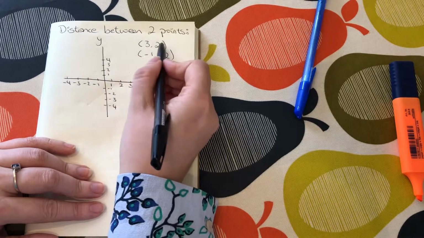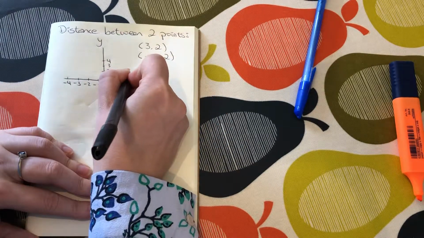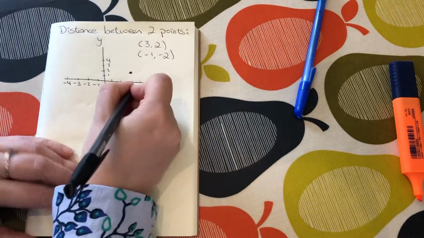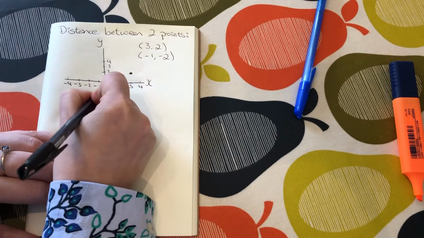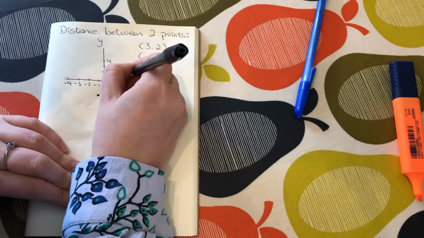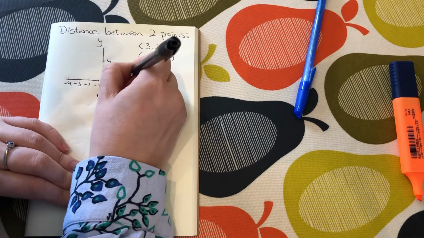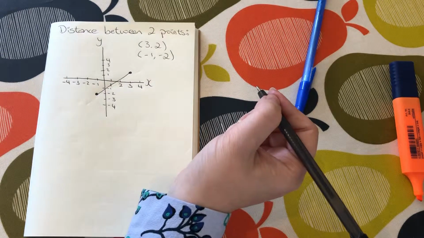So let's plot them first. 3, 2, that's x, that's y. Go to 3, go up to 2, and draw our point. Then -1, -2, go to -1, go down to -2, and do your point. And draw them up. Now you'd use a ruler, you wouldn't do it freehand like this, okay? Right. So they want us to find the distance.